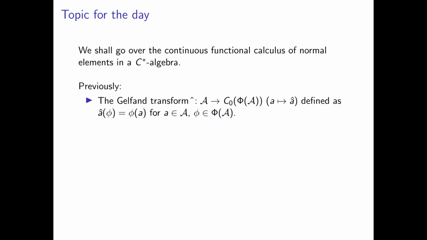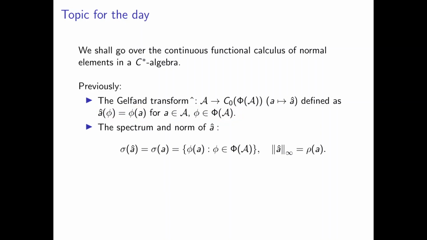So previously, we talked about the Gelfand transform, which we denote by this hat symbol here, which takes an element in a Banach algebra A, in a commutative Banach algebra A, to the set of continuous functions on the set of characters on A. And we denote this map by the fact that A is mapped onto A hat here. And this map is defined as A hat evaluated at a character phi is equal to that character phi evaluated at A for any A in the algebra, and phi being a character of A, like we have here.